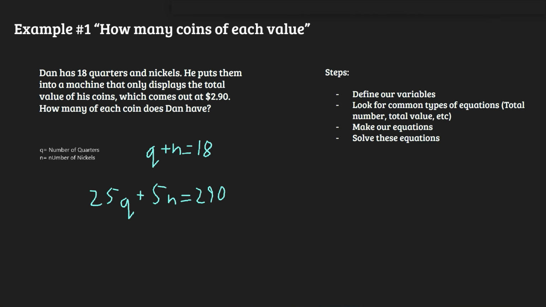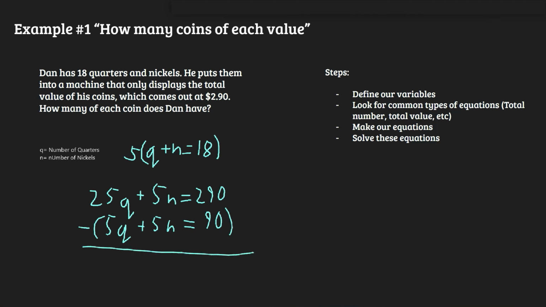So now that I've done that, I'm going to see how I can solve this problem. Looking at this, I think the best way to solve this might be elimination. Substitution would work totally fine as well, but I'm going to do elimination here. I'm going to multiply this first equation by 5, and that way I'll end up with a 5n that I can cancel out. So 5 times Q is 5Q, 5 times N is 5N, and then 5 times 18 is equal to 90. Then I'll subtract that first equation from the second equation. 25Q minus 5Q is just equal to 20Q.